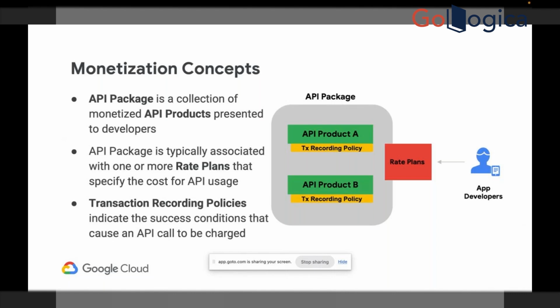And then you have the rate plan. In the rate plans you can specify the cost of the API usage. So you create API packages. In a package you have a group of API products, and then you assign a rate plan to it, and the app developer will subscribe to the package, and with the package they have to subscribe to a rate plan.